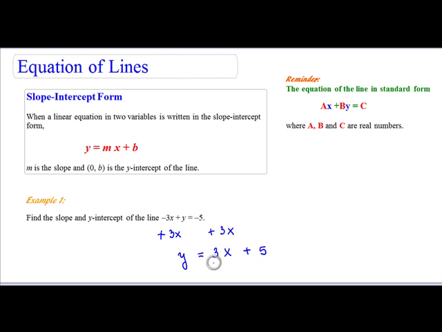Now the 3 here tells us that the slope is equal to 3 and the 5 stands for b. That means the y-intercept is (0, 5). So that's how we find the slope and the y-intercept.